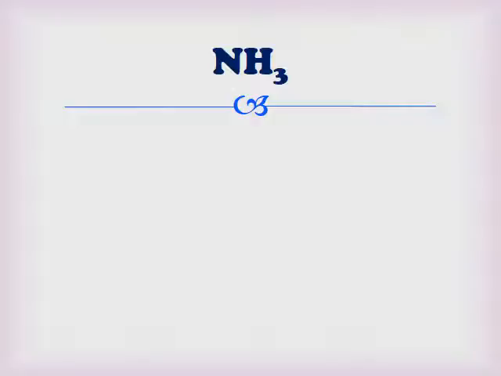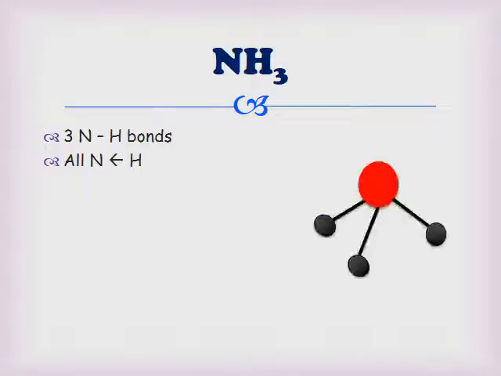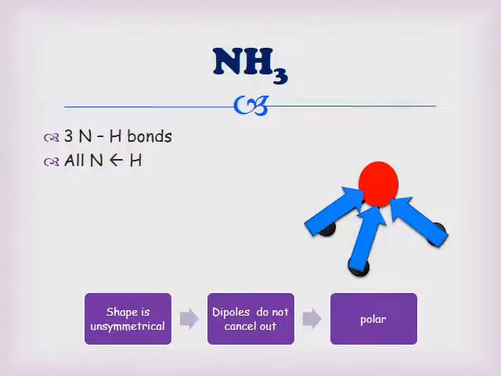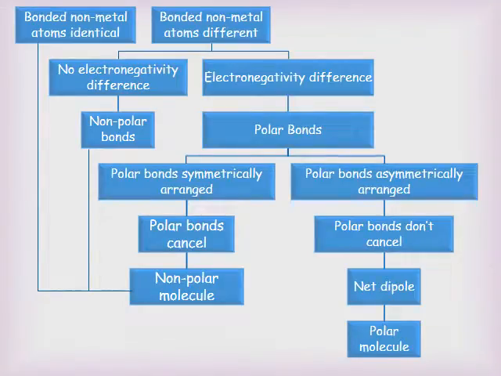Let's look at another example: ammonia. Again, you've got three N-H bonds, so you've got three N-H dipoles with the electrons going toward nitrogen, which is more electronegative. Looking at the shape of the molecule, you can clearly see that two of the dipoles will cancel out, but there is a third. Because the shape is unsymmetrical, the dipoles won't cancel out, and the compound itself will be polar.